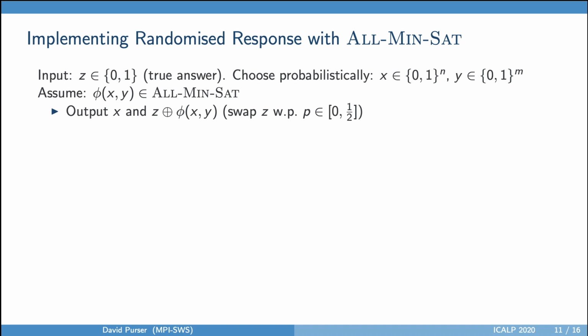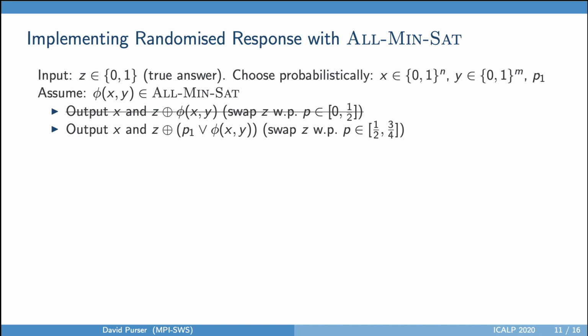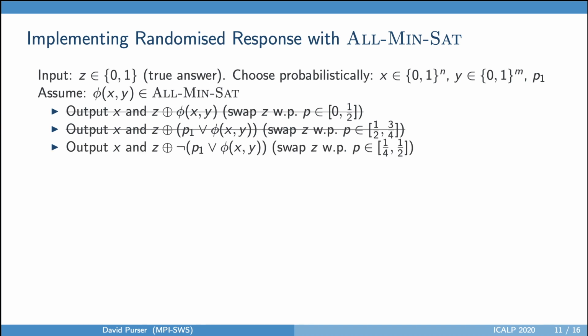This isn't quite what we want, so instead we'll skew the result with a new fresh random bit p1 so that we flip the answer between 1/2 of the time and 3/4 of the time. This is because either p1 will be true half of the time, or p1 will be false half of the time, but the formula will still be true up to half of the time. Again, this is not quite what we want because now we flip the answer too often. So we invert this. So in fact we will flip the bit between 1/4 of the time and 1/2 of the time. Recall that flipping the bit between 1/4 of the time and 1/2 of the time is the region of most privacy.